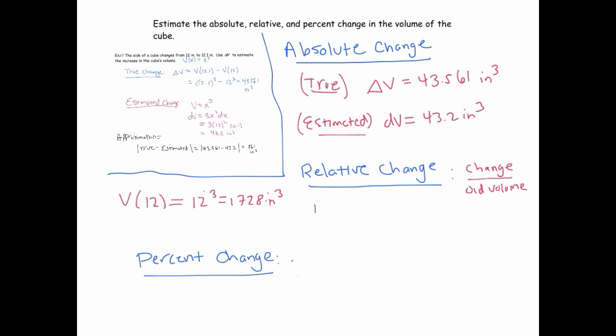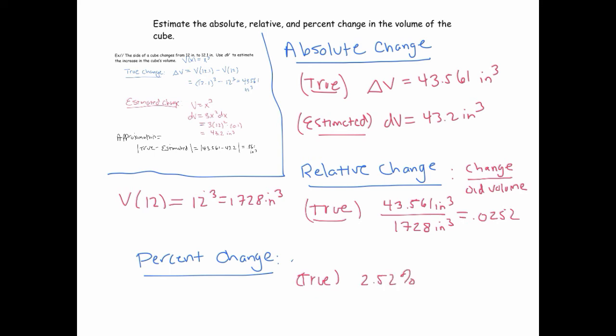So we can calculate the true relative change just by dividing 43.561 cubic inches by what the volume was with a side length of 12 inches, and that ends up being 0.0252, which we can change quickly to a percent change by moving the decimal 2 spots.